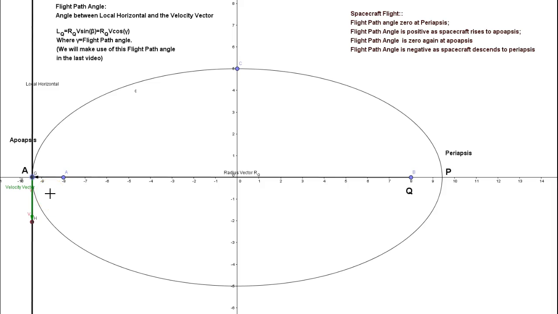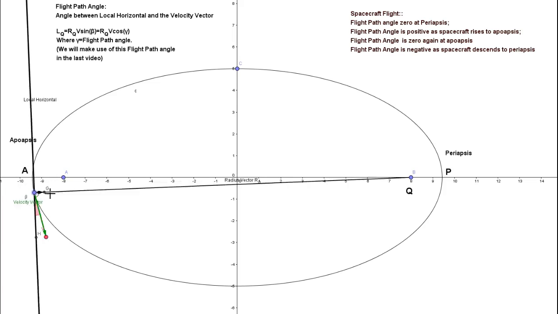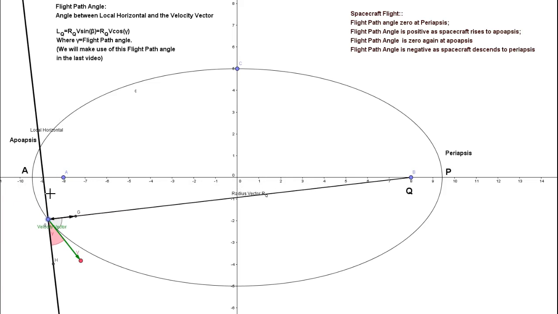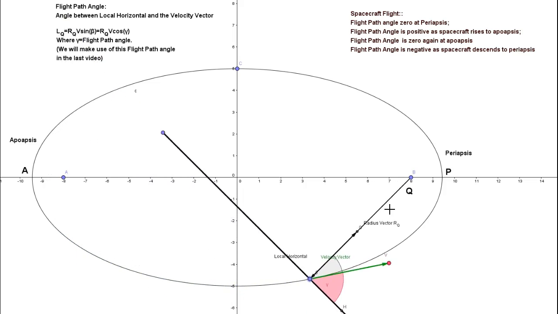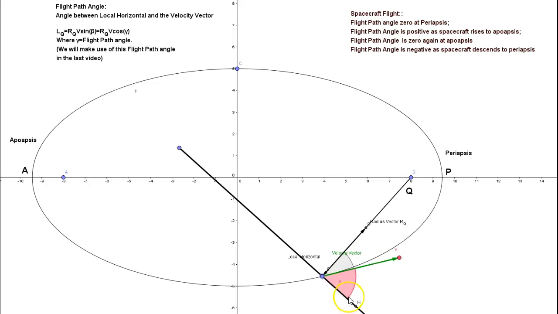Then as the spacecraft descends to periapsis, as you can see, the velocity vector has dropped below the local horizon, and therefore the flight path angle is negative.